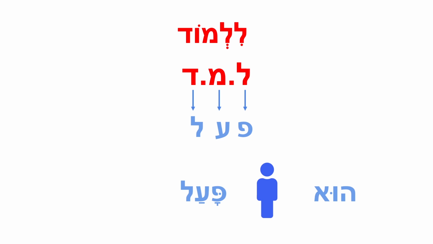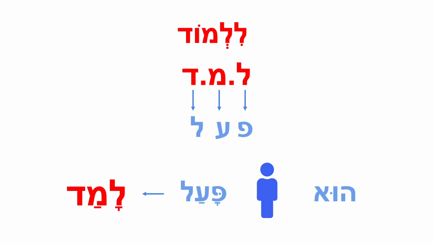Since binyan pa'al has an a pattern in it, lamed, mem, dalet will follow the same pattern, just replacing lamed, mem, dalet with the respective letters of the name of the binyan. So in order to find what he did, it will follow the sound of the binyan. So hu pa'al, hu lamad. Hu lamad. This is the reference point. This is what we start with.